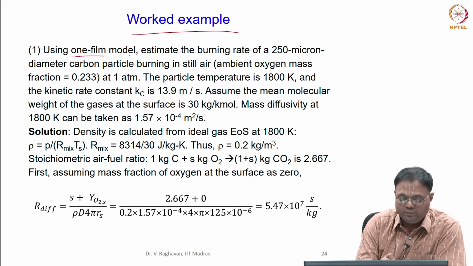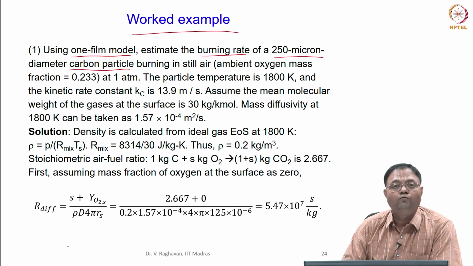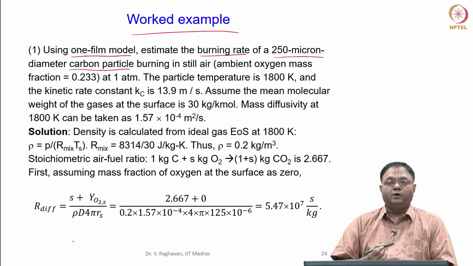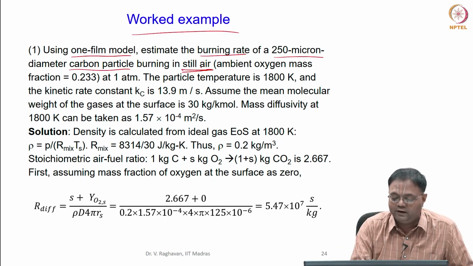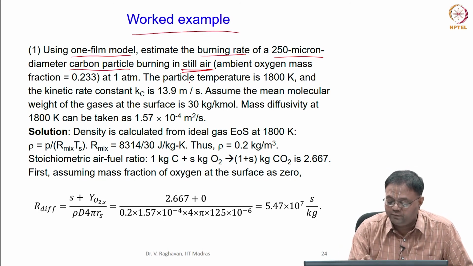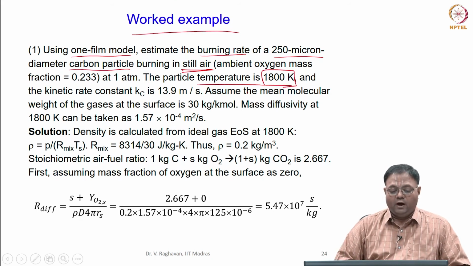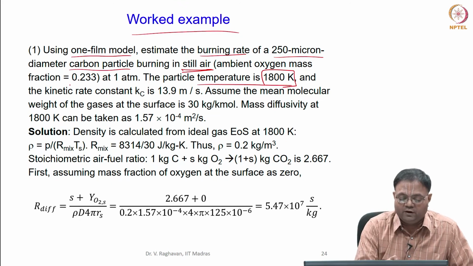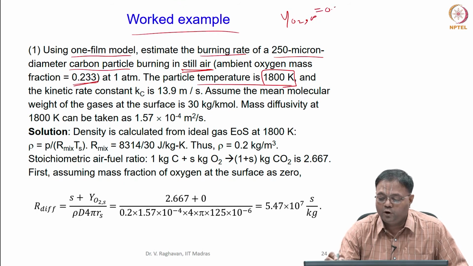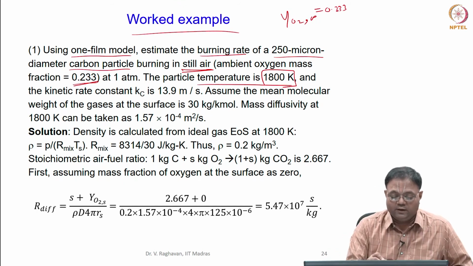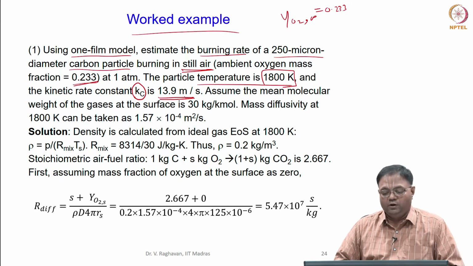Let us consider the one film model and try to estimate the burning rate of a carbon particle which has a diameter of 250 microns. So, a 250 micron carbon particle is burning in an oxygen environment, a stagnant air environment, and the entire particle is at the same temperature of 1800 Kelvin. The mass fraction of oxygen in the ambient, standard air, is 0.233. So, YO2 infinity is 0.233. Now, the kinetic rate constant Kc is given as 13.9 meter per second, as I told, the unit is meter per second.